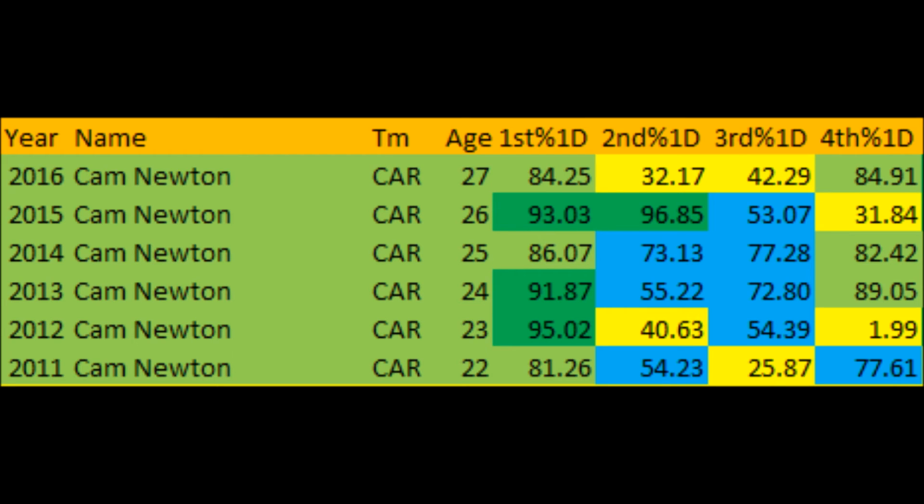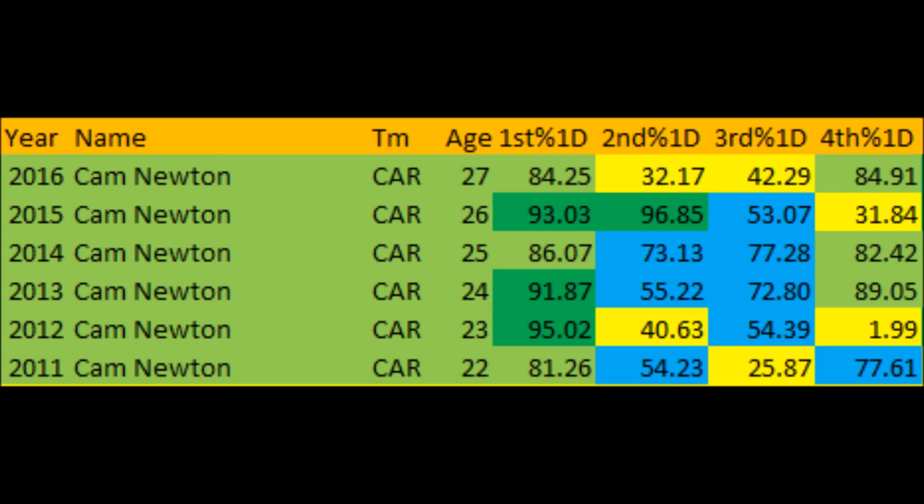Second down, again, is where he's been kind of inconsistent throughout his career. He was fantastic in 2015, of course, when the Panthers inevitably went to the Super Bowl. But throughout most of his career, he's been only about average to below average, to maybe a little bit above average when it comes to being able to create a first down on second down with the pass.